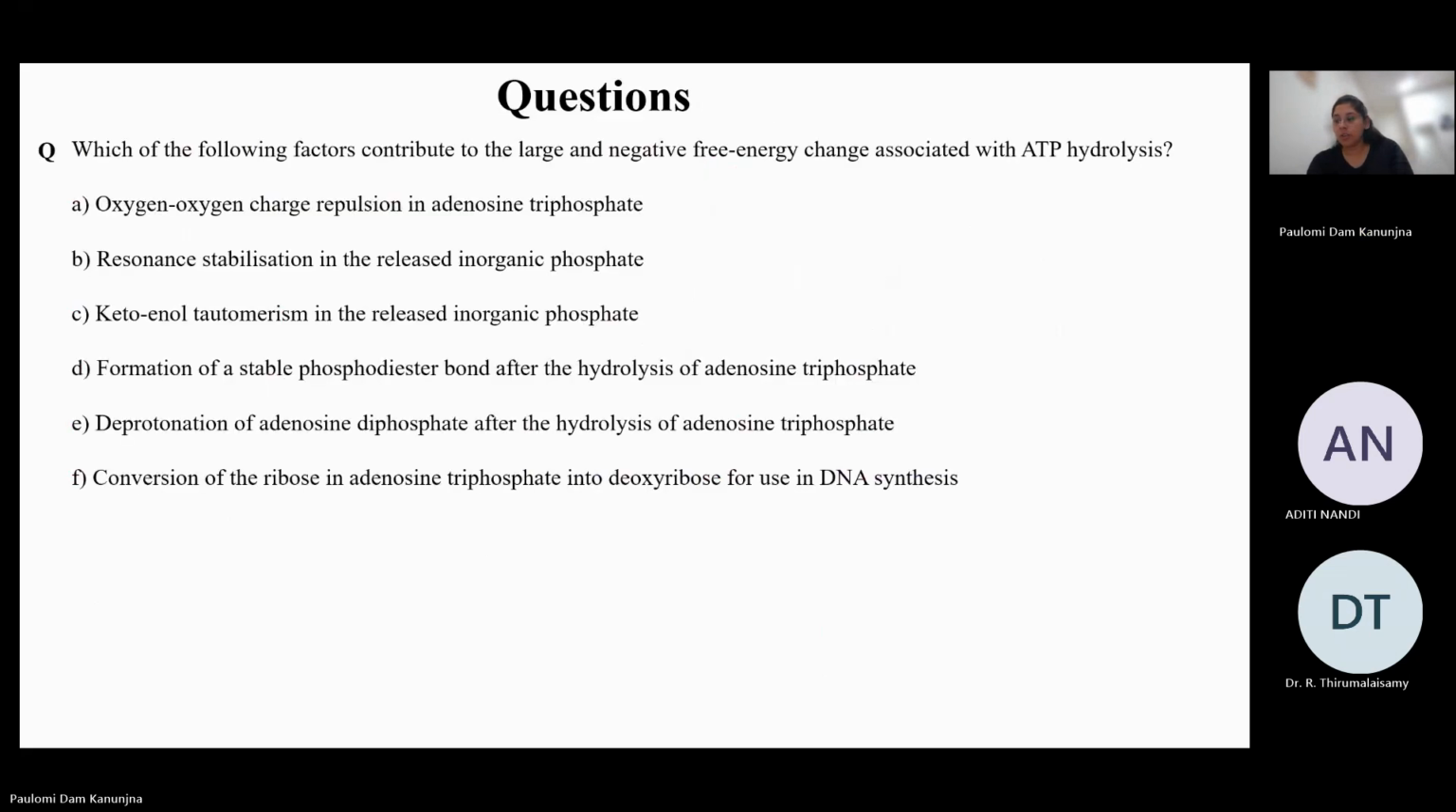Okay, so let's see what we have understood so far. There is a set of two or three questions, and we will understand this concept better as we solve them. Here: which of the following factors contribute to the large free energy change? We already know ATP undergoes hydrolysis and gives a very large, negative free energy change. Out of these options, which ones do you think are the reason for that high energy? First read, then think about whatever makes sense to you, and then we will discuss the answers.